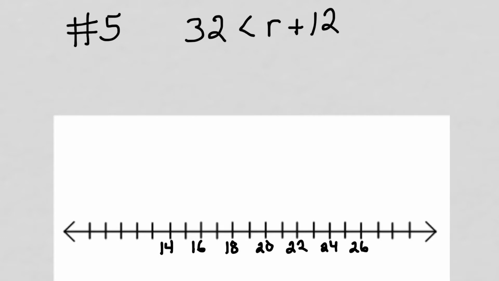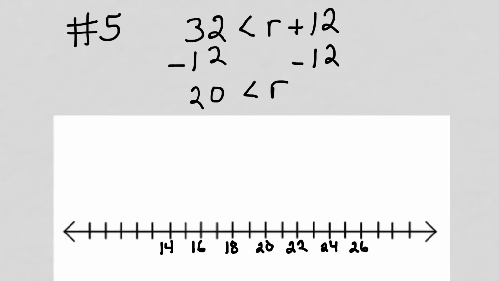All right, number 5 is another one-step equation. I've got 32 is less than r plus 12. Solving this inequality, I want to get r by itself. I'm going to subtract 12 from both sides. If I do that, I end up with 20 is less than r. Another way of thinking of that is r is greater than 20.